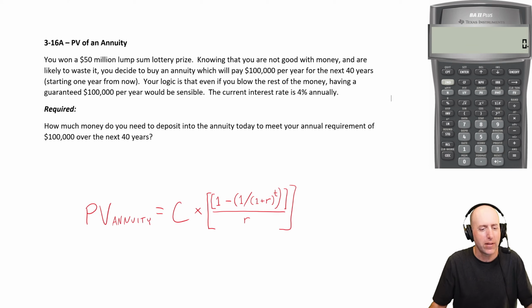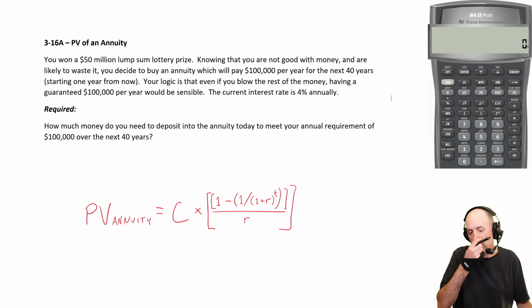You won a $50 million lump sum lottery prize. Wouldn't that be nice? Knowing that you're not good with money and are likely to waste it, you decide to buy an annuity, which will pay $100,000 per year for the next 40 years, starting 1 year from now. Your logic is that even if you blow the rest of the money, having a guaranteed $100,000 per year would be sensible. The current interest rate is 4% annually.